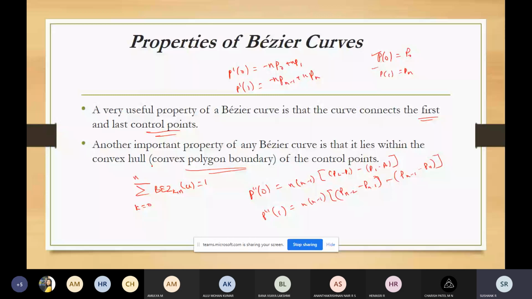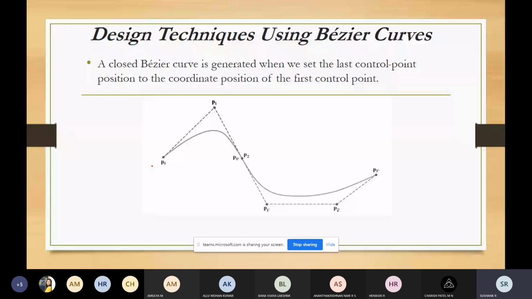And how can we design this Bezier curve? We know that a closed Bezier curve will be generated when we set the last control point to the coordinate position of the first control point. Also, if you specify multiple control points at a single position, that will give more weight to that coordinate position, and the curve will be nearer to that position.